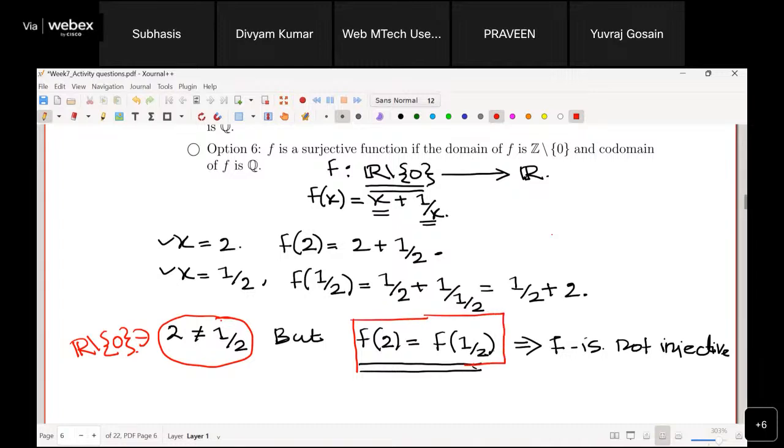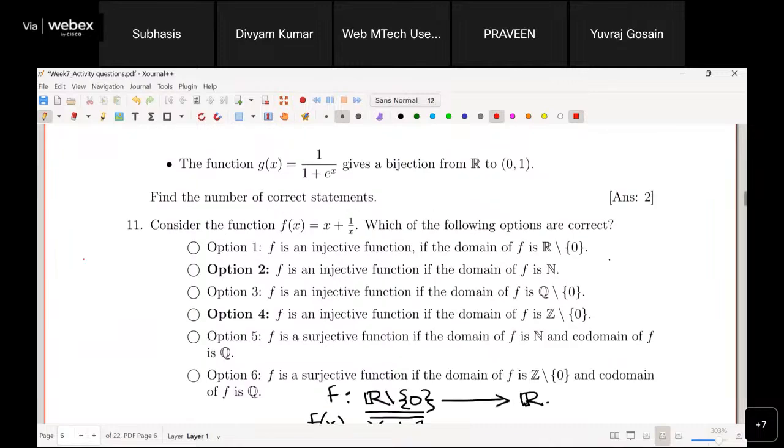So I have two distinct elements in my domain, but their images are the same. That is enough for me to tell that this function f is not injective when I am considering it from the set of non-zero real numbers to R. So this option 1 is incorrect. It's not an injective function.